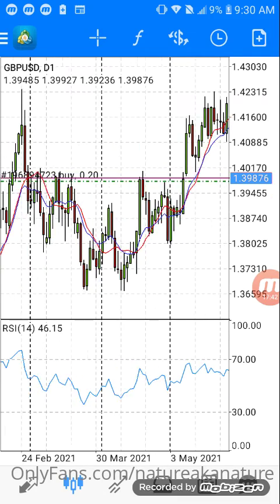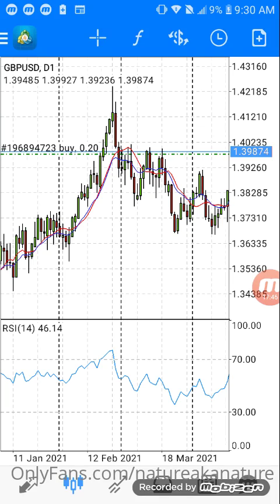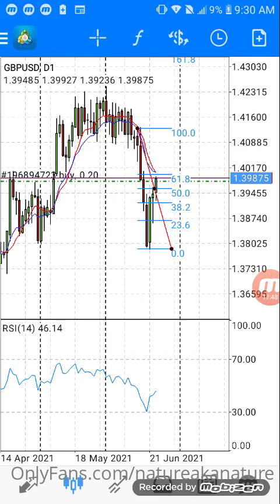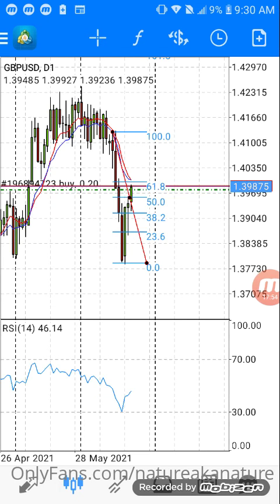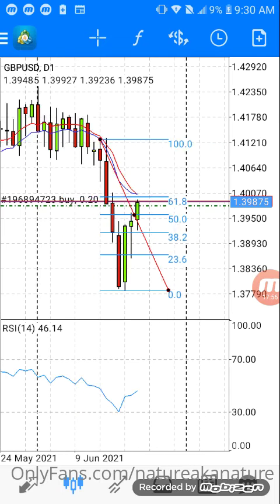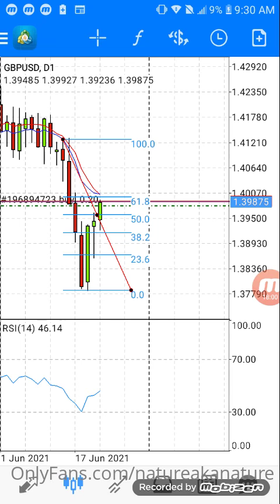I'll show you an example of price in an uptrend and seeing Fibonacci retracement later on in another video. But right now, price has retraced back to 61.8. In later videos, I'll bring this video up again, and we'll see where price ended up heading for the rest of the day.